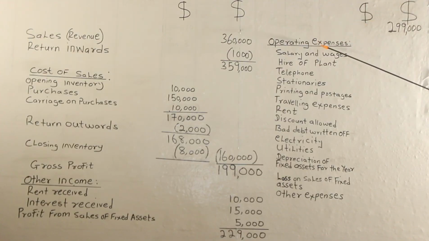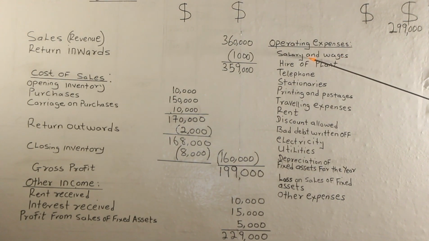And the operating expenses of Victory Enterprises may include, among others, salary and wages, hire of plant, telephone, stationeries, printing and postages, traveling expenses, rent, discount allowed, bad debt written off, electricity, utilities, depreciation of fixed assets for the year, loss on sales of fixed assets, other expenses.